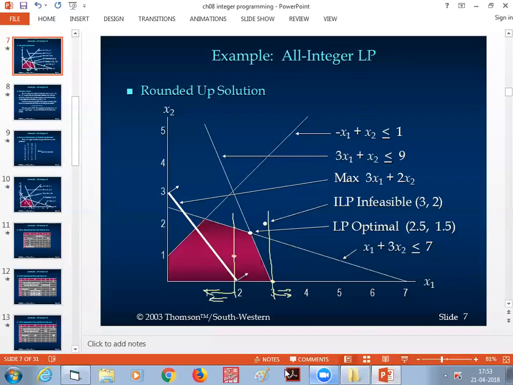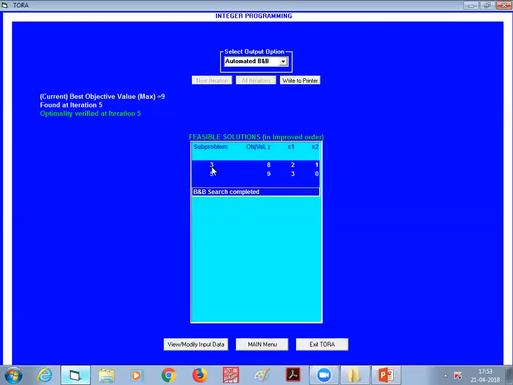Which is what they've taken in the sub problem here. So they've taken 2 comma 1 and 3 comma 0. Here they get 8, here they get 9, so the optimum is 9. Of course, we can choose that also.